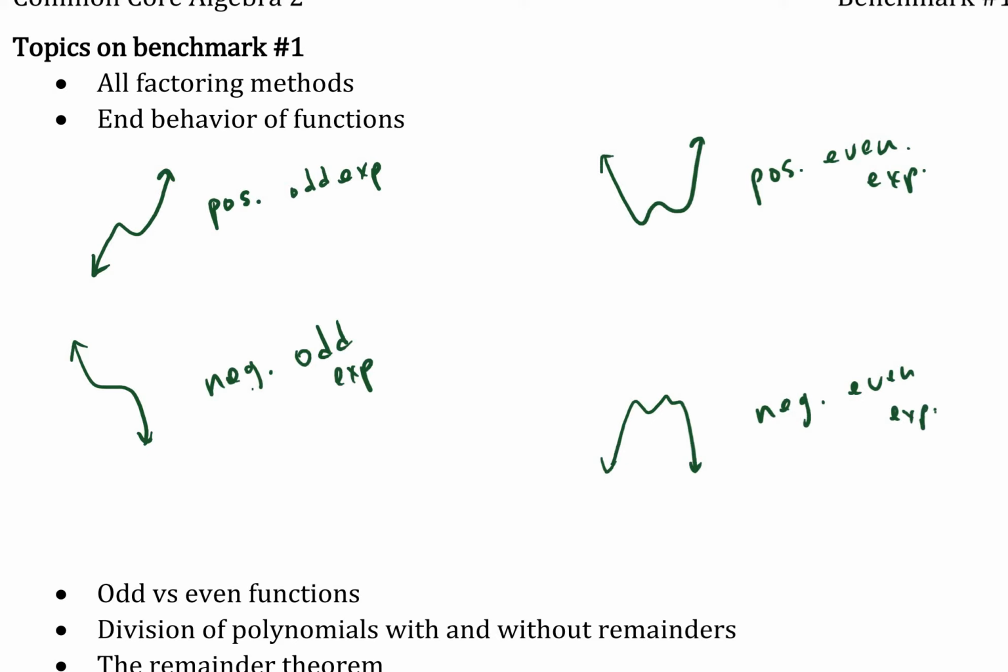So for example, like this first graph could be something like y equals 3x to the third plus 7x minus 2. That graph would have that end behavior because the first term is positive and the first term's exponent is odd.